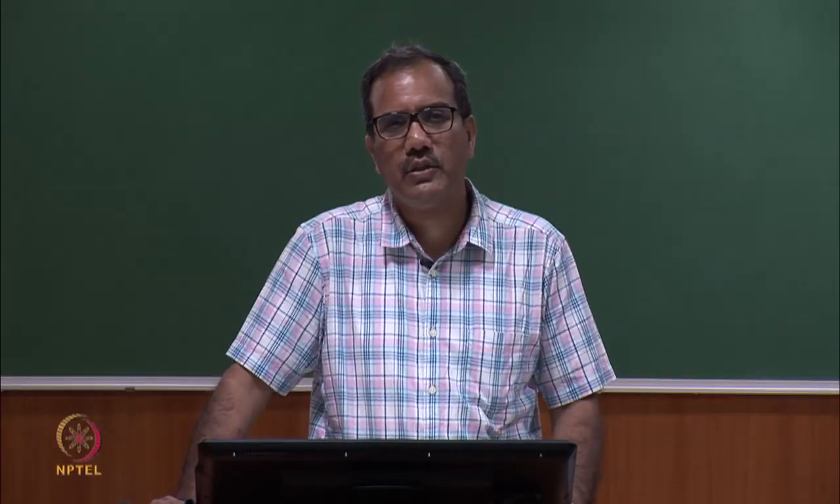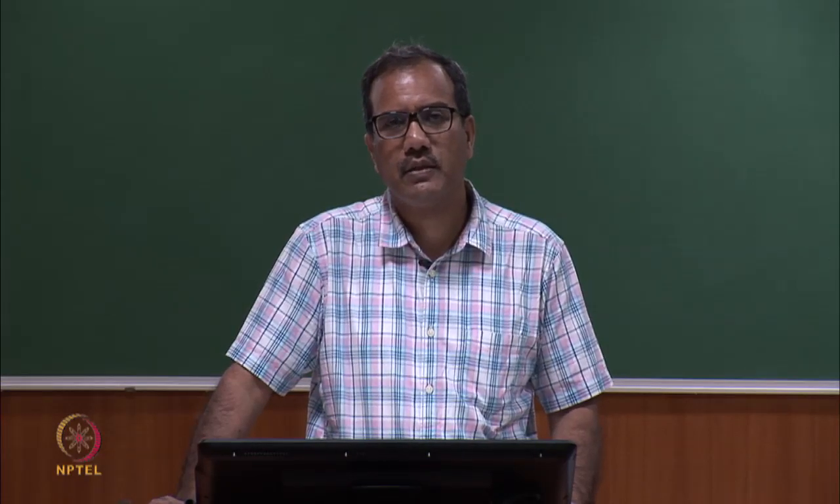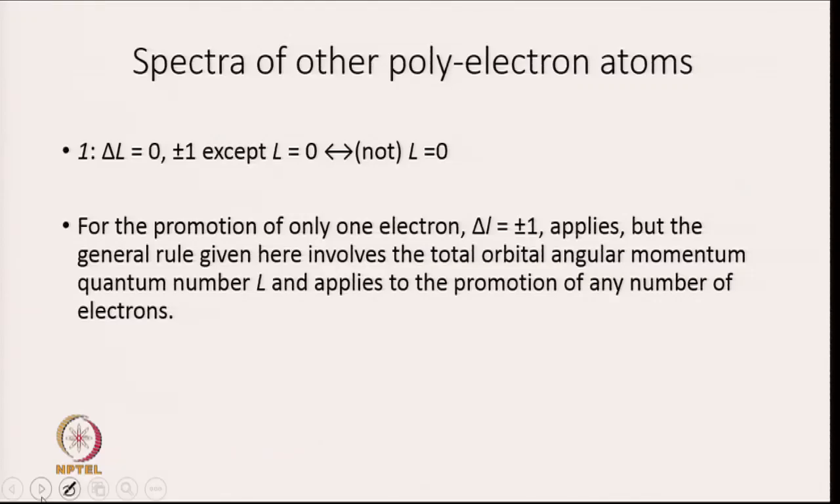Okay, so during the last lecture, I only discussed the spectra of alkali metals and alkaline earth metals. What I left was the spectra of other polyelectron atoms. Since I did not have time that day, I could not talk about them. So, here what I am going to do is talk about the selection rule for the atoms which have more than one electron in the outermost orbital.